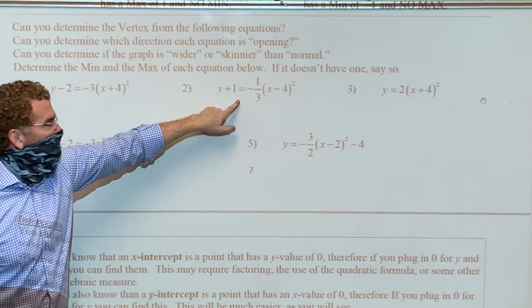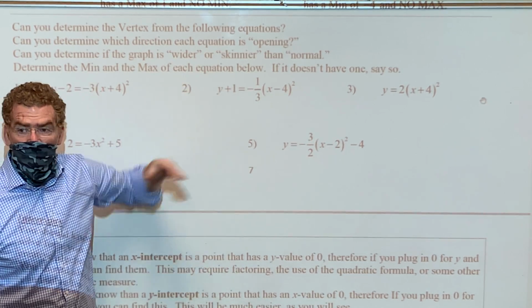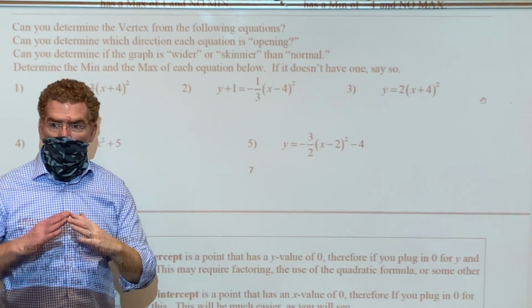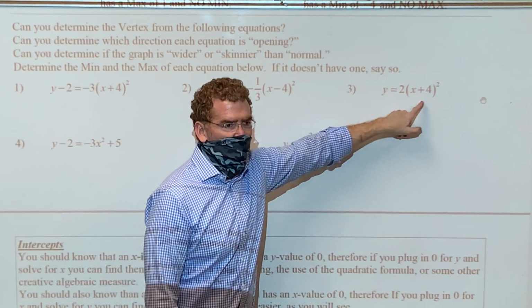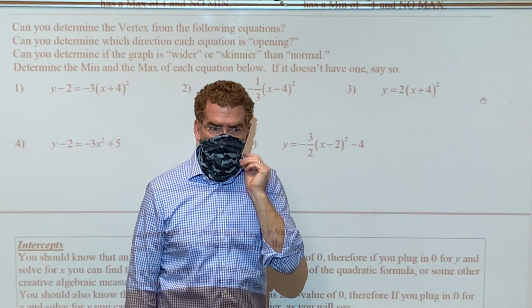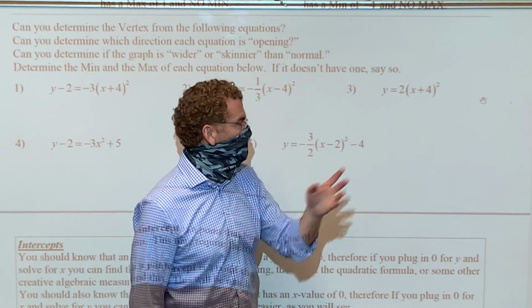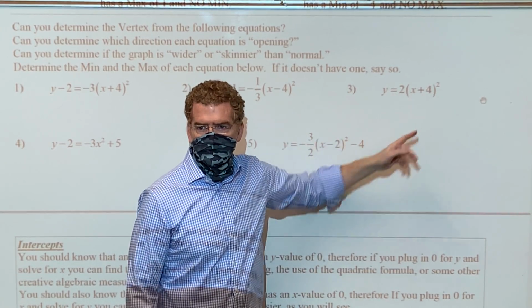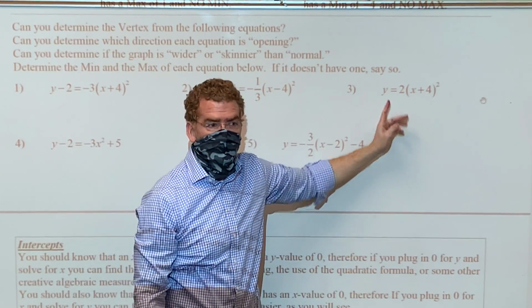What about this? Vertex? 4, -1. Direction? Down. A little bit wider than normal because it's in between -1 and 1. What about this? Vertex? -4, 0. Which direction? Going up. A little skinnier, right? Because it's bigger than 1.